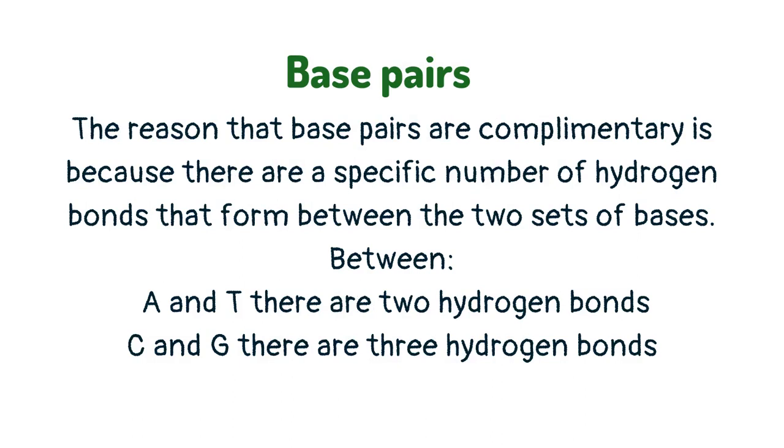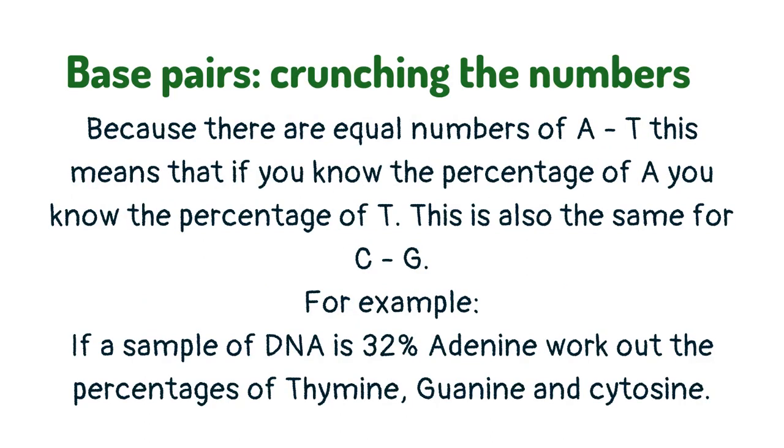The reason that base pairs are complementary is because there are a specific number of hydrogen bonds that form between the 2 sets of bases. Between A and T there are 2 hydrogen bonds. Between C and G there are 3 hydrogen bonds. Because there are equal numbers of A and T, this means that if you know the percentage of A, you know the percentage of T. This is also the same for C and G.